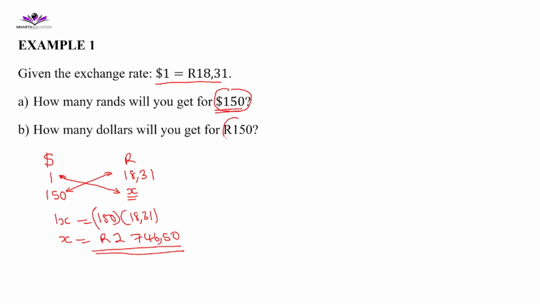Now we're converting 150 rands to dollars. Write your dollar this side and then write your rand side. Okay, so the rate is $1 to 18 rand 31 cents. Now we are given rands, we want dollars. Write the rands you're given underneath the rands. So it's 150, right? And then X dollars. Then cross multiply.